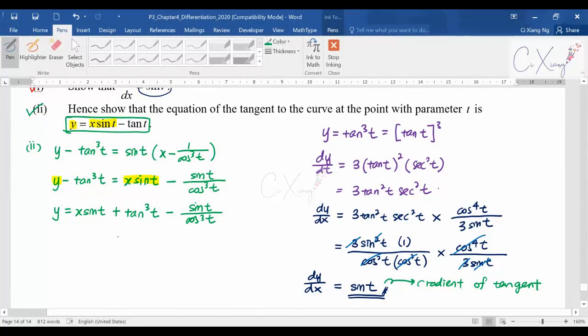Okay, all right. Then next, how can you change this into tangent t? So again, you need to really know all the formulas, all the identities very well, so that you know how to continue from here.